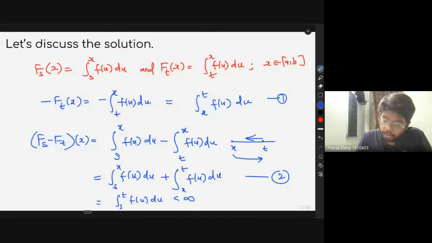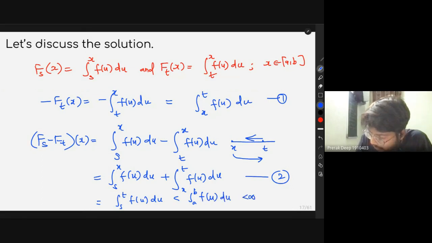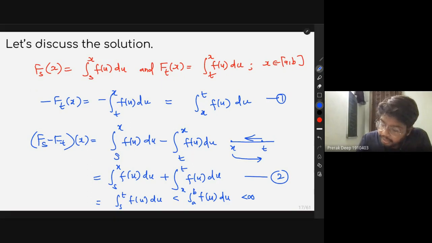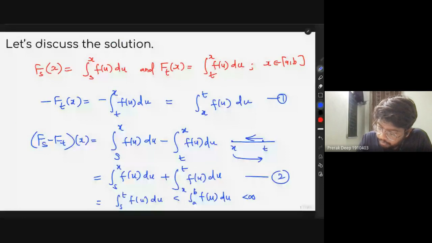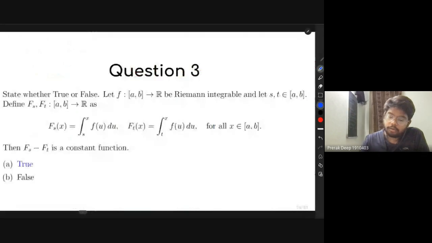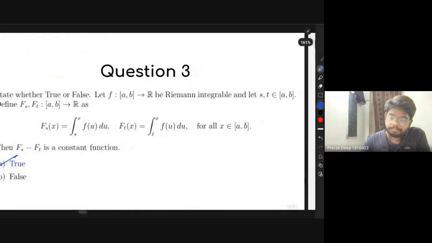So this will be finite because this will be smaller than the integration from a to b of f(u) du, which is finite, because [s, t] is a subinterval of [a, b]. Okay, so this is a finite quantity, in particular it is a constant. So this function is a constant function. So that's why it is true.